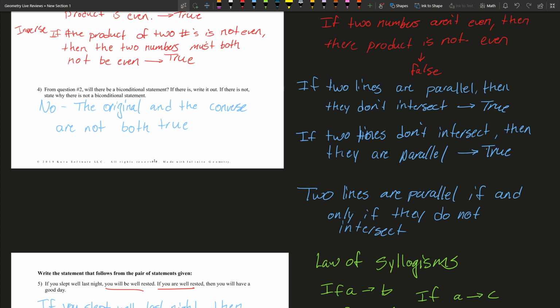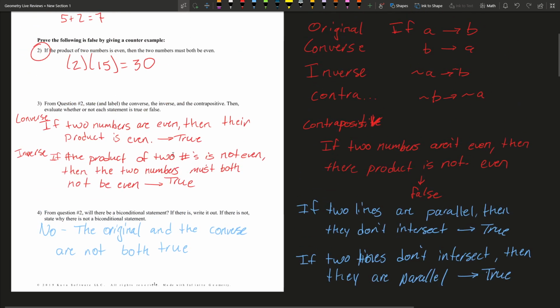Yes, but your reasoning only has to do with the converse and the original conditional statement. So if you know the original statement is true and you know the converse is false, then there's no biconditional statement. If both are true, then there is. And I probably won't give you something as convoluted as number 2. I'll make it more obvious that the converse and inverse are true or the original is true.